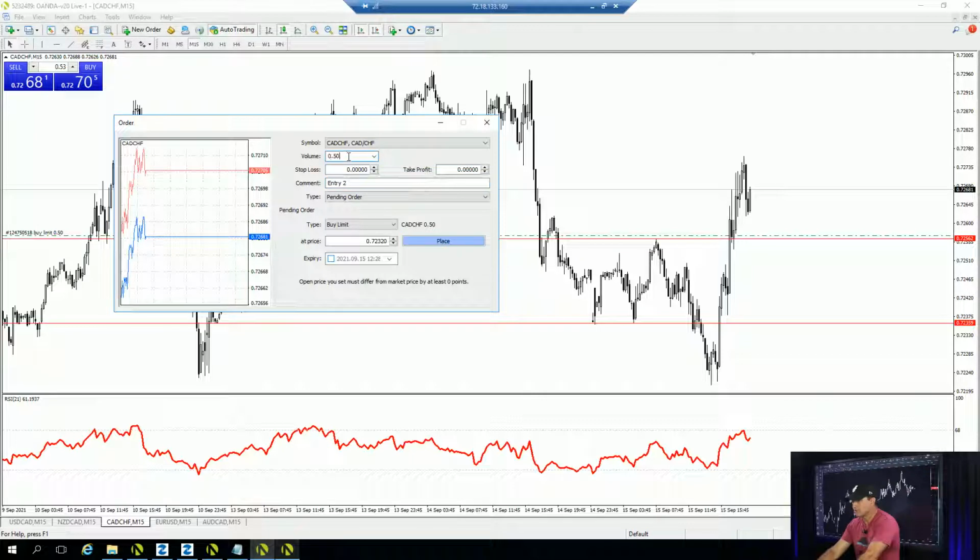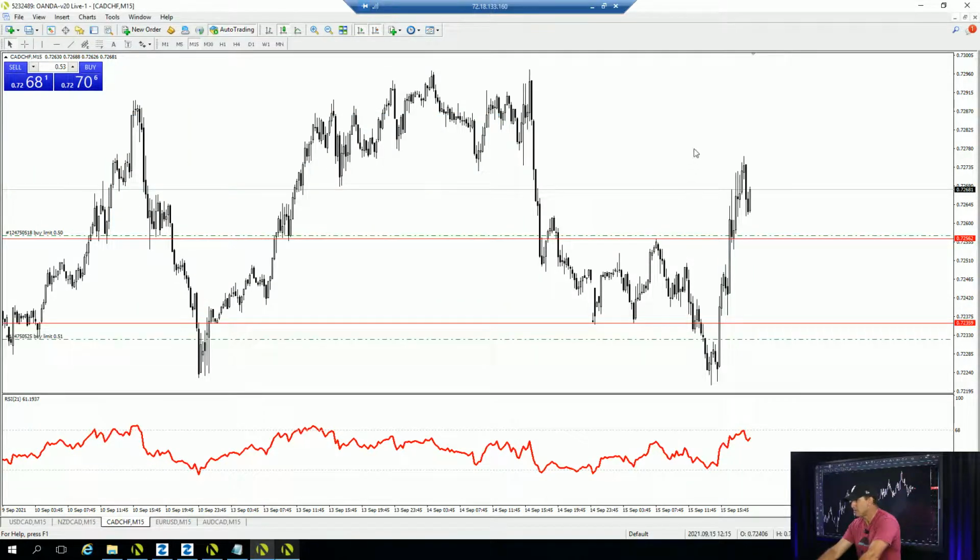Oh, I'm going to change the lot size to 0.51. I have to go ahead and re-enter the entry again. Anytime you change the lot size, you have to put the entry in again. All right, so my buy limit is going to be at 72.32 right here. And I'm going to go ahead and place an order. There it is. Okay, I'm set.